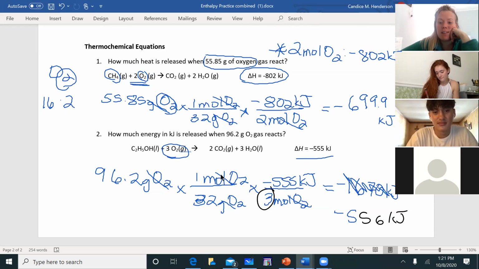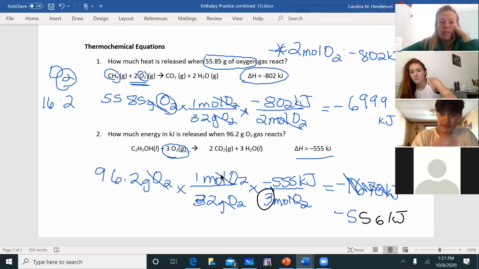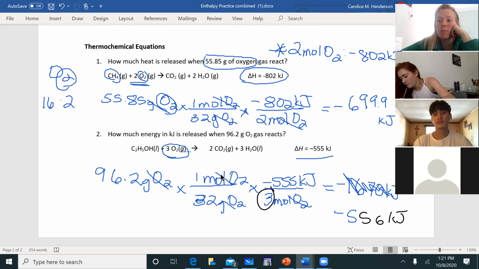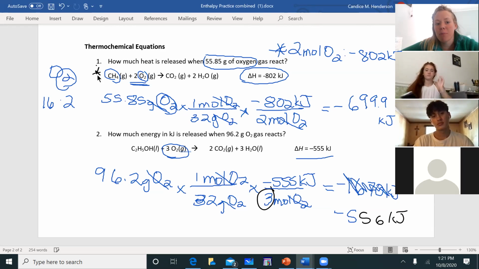Any other questions on thermochemical equations? So going from grams or moles into energy, or energy into grams or moles. Obviously, the only way you can do it is if you have a balanced equation. So those equations will be given to you. And the delta H is not something you would make up out of thin air. I would give that to you as well.